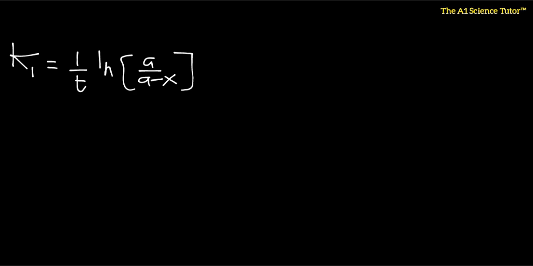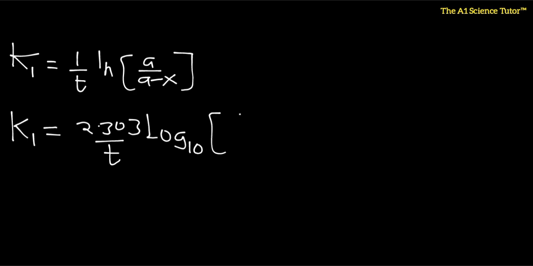Now, bear in mind, we could also write it this way. We could also write it as 2.303 divided by t, and you have log to the base 10 of a divided by a minus x. So how can we find these equations? How do we actually derive them?